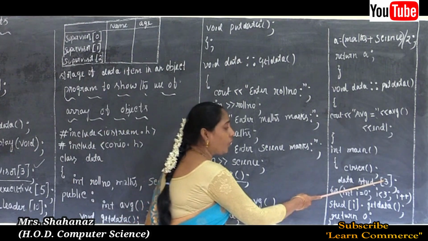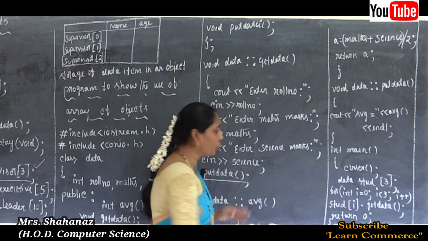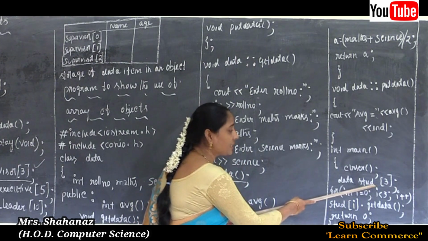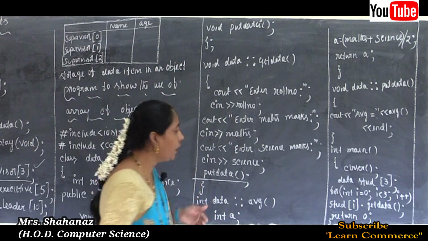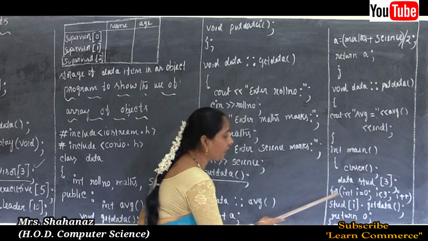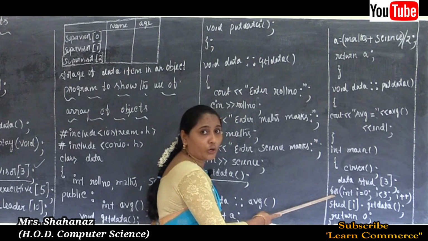And we know that if one object is there, then no need to use the looping condition. But it is an array of objects, which means one by one the information is going to enter here. So we need to use the looping condition, that is the for loop.